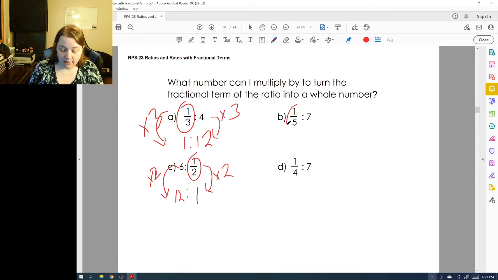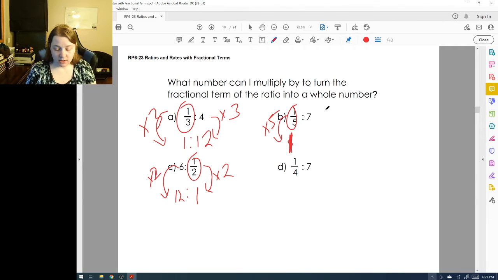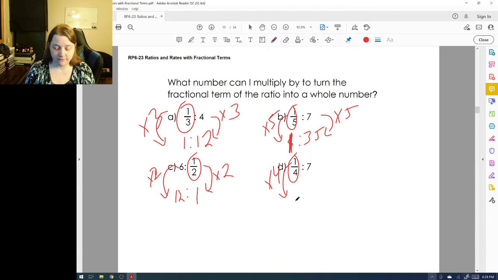What do I multiply 1/5 by to get it to be a whole number? Well, I'm going to multiply by 5. That makes 1 whole. So then I also need to multiply 7 times 5 to make it 35. And then I have 1/4. To make 1/4 into a whole number, I'm going to multiply by 4 to make it 1. And then I multiply 7 times 4 to make it 28.